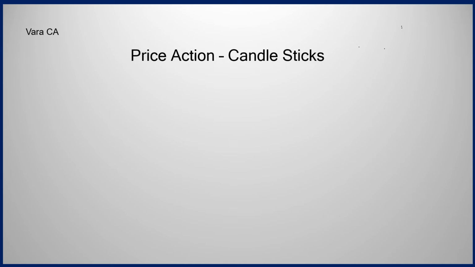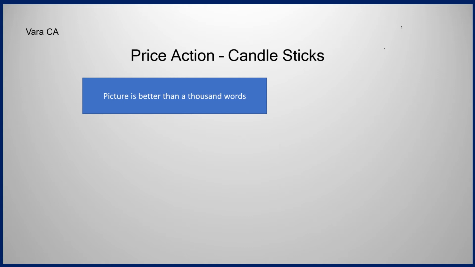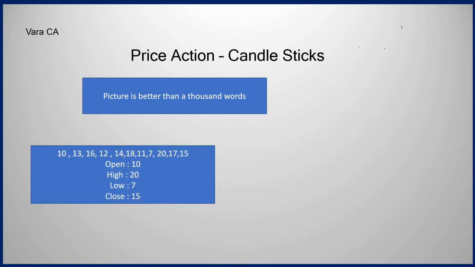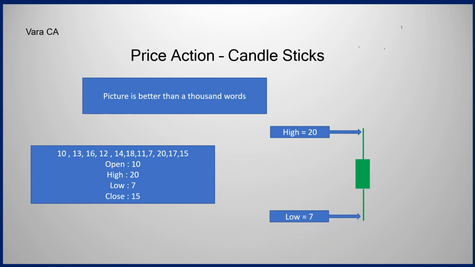You must have heard the saying, a picture is better than 1,000 words, right? So if you turn this price data into a candlestick, this is how it looks. Let us first start with the format. Open is 10, high is 20, low is 7, close is 15. When it is formed into a candlestick, the high is plotted on the top and the low is plotted at the bottom. High at the top, low at the bottom. Makes sense, right? Very logical.